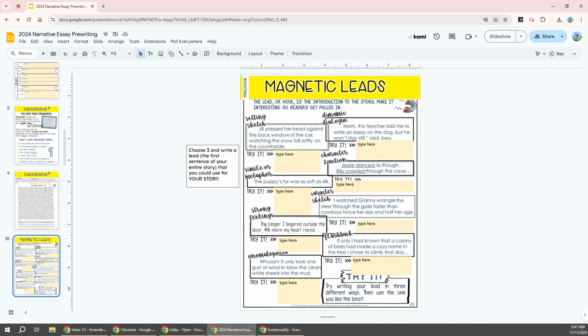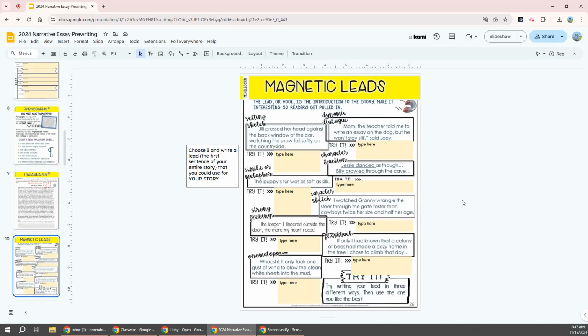The next one says, strong feelings. The longer I lingered outside the door, the more my heart raced. So that's kind of interesting because it makes you want to keep reading, and the reader's thinking, oh, well, what's making them feel like that? I want to continue reading to find out.